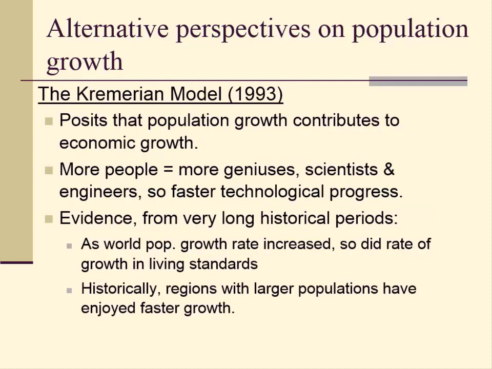Next is the relatively recent Kremerian model, which was based on Michael Kremer's publication of 1993. Michael Kremer, a Nobel Prize winner in 2019 in economic sciences, posits that population growth contributes to economic growth. Kremer's idea was that more people means more geniuses, scientists, and engineers, which means faster technological progress. And his evidence is from very long historical periods, from 1 million BC to 1990.